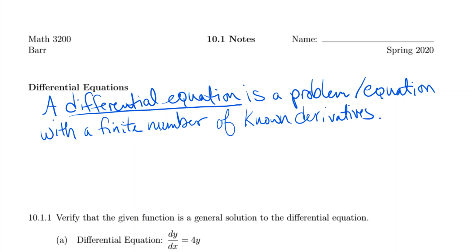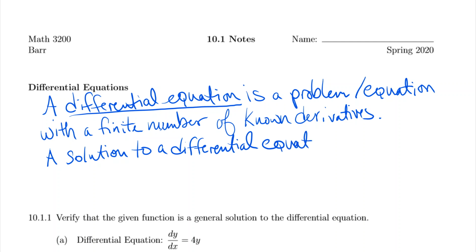Okay. Now a solution to this is going to be any function that when you do those derivatives, you get what you have in these equations. So a solution to a differential equation is a function with those derivatives.